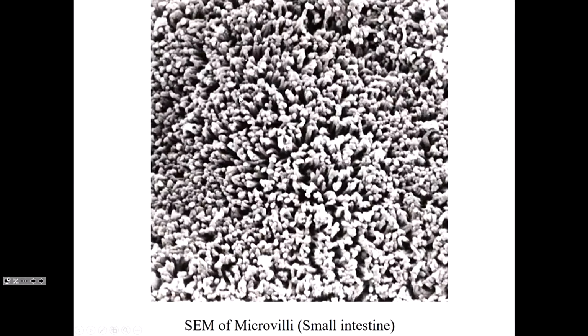And if we look at the same brush border with scanning electron microscopy, now we're looking at the surface, okay, of the brush, you can see the tips of these microvilli. These are all microvilli, and you can see why they would call it a brush border, okay? That's using scanning electron microscopy, so we're looking at the surface topography of the cell.